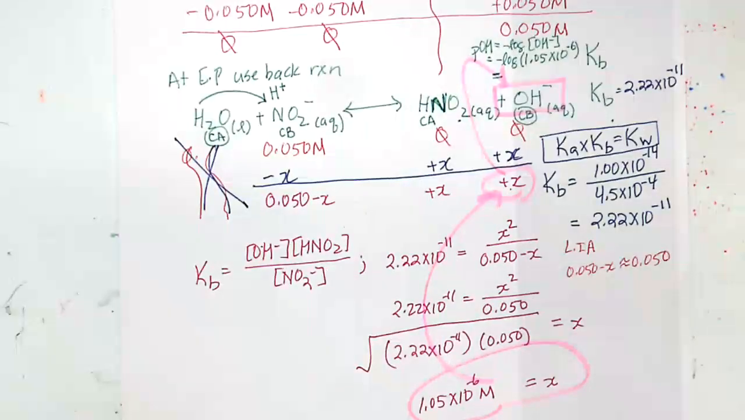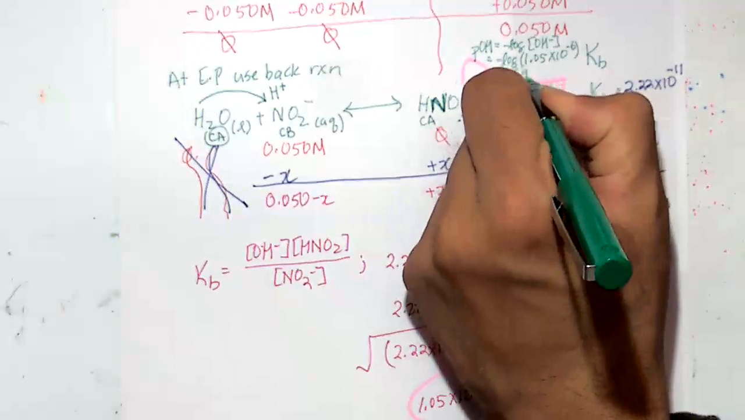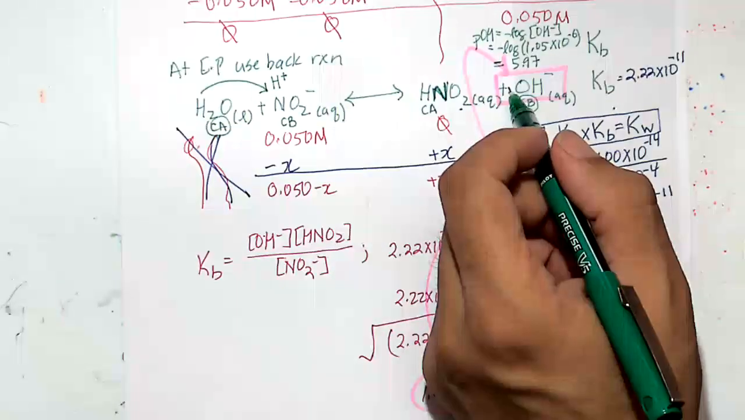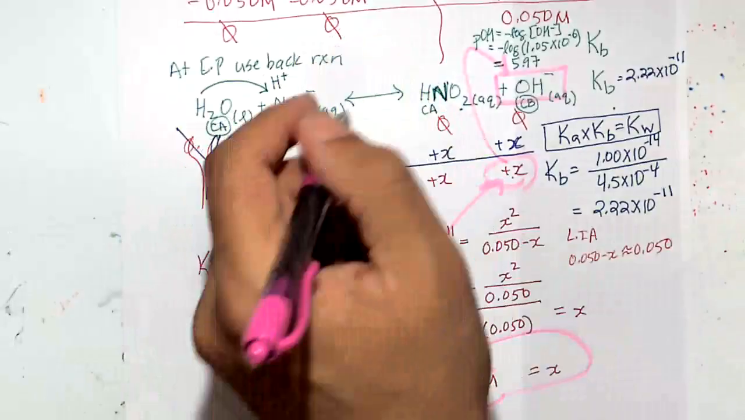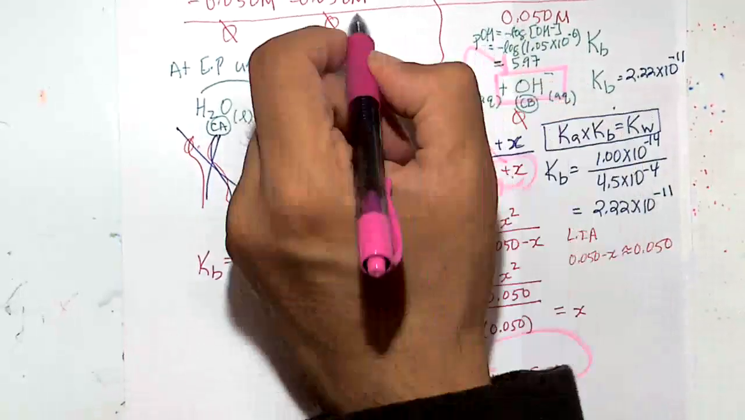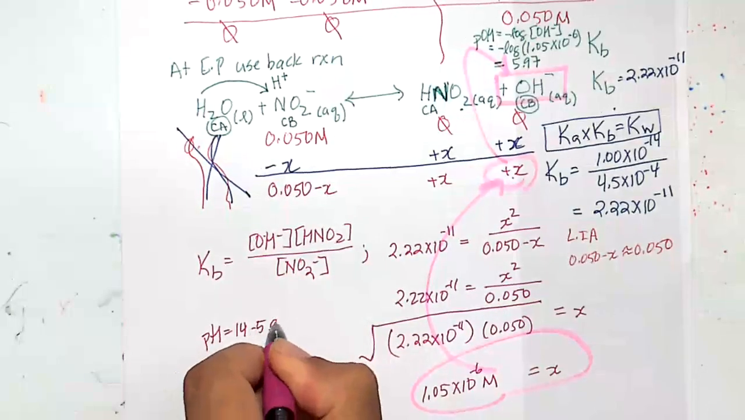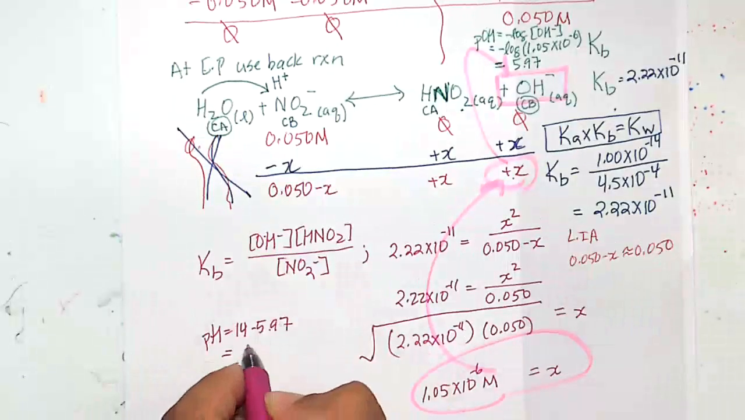What do you guys get when you do that on your calculator? I'll do that really quickly. I'm getting 5.97. This is not the answer. What is the answer? That's pOH. So what's the pH? 14, very good, yes, Neil. pH is 14 minus this. I'm getting 8.02.